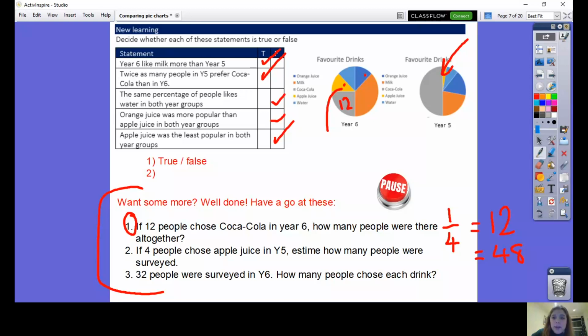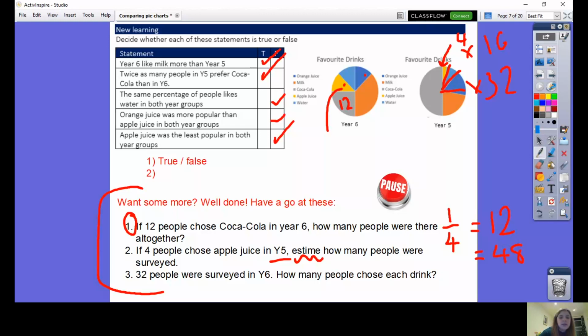If 4 people chose apple juice in year 5, estimate how many people were surveyed. Let's go to apple juice in year 5 and let's fill that in as 4 people. You need to think to yourself what fraction apple juice represents. This is a quarter, this would be an 1/8, this would be a 16th, perhaps even a 32nd. You should really have looked at something between 4 times 16 or 4 times 32. Okay, there will be a wide range of answers possible for that one. It's not one correct answer because it says estimate.